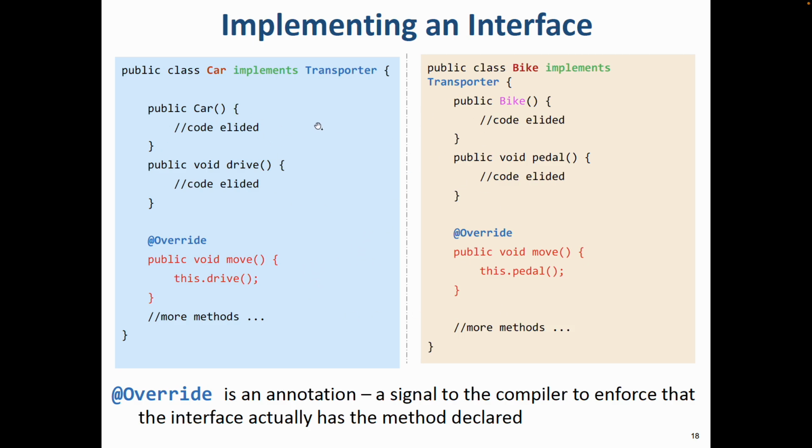And again, the Car class implements Transporter. The Bike class also implements Transporter. So they can have all their different methods, like this car has a drive method, bike has a pedal method. But we will know that both will have this move function. Even though they are implemented differently, we will know that their signature is the same, so I can call this move function for both of them.